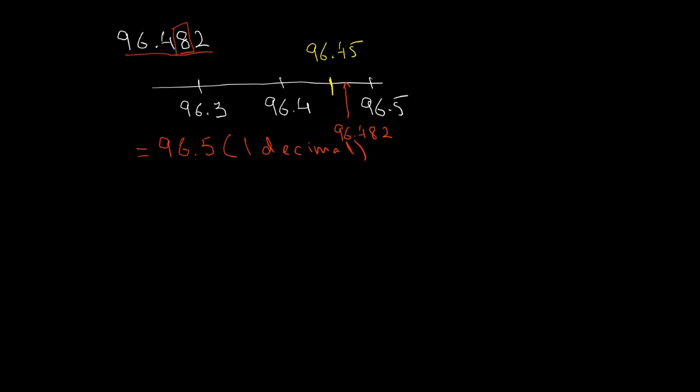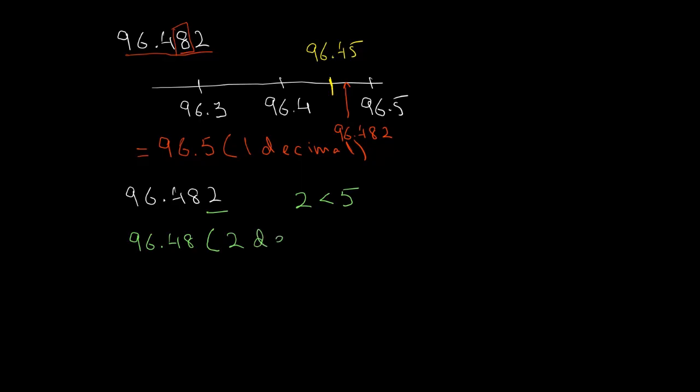Now let's try again, to two decimal places. We have the same number, 96.482. First let's follow the algorithm, and then we'll see it once we draw it. Since we want to round off to 2 decimal places, we have to look at the thousandths place. We have to round off to the hundredths place, so we look at the thousandths place. The 2 is less than 5. So the answer ought to be 96.48, and this is to 2 decimal places.